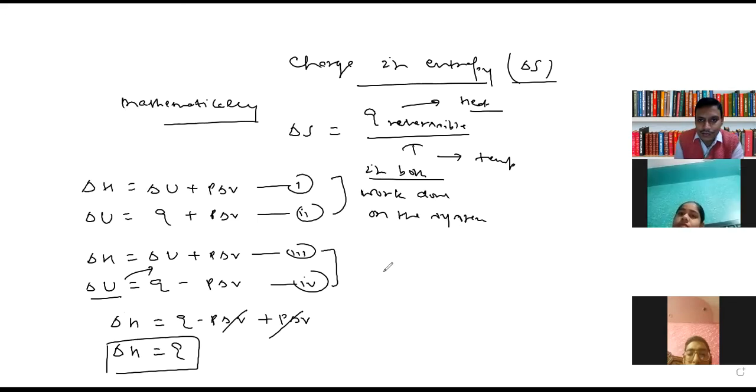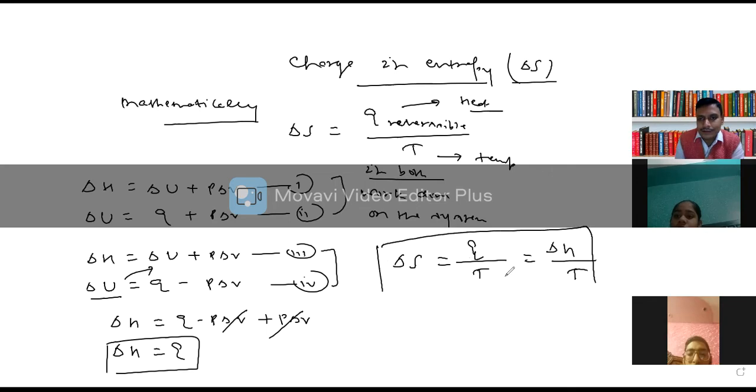Okay. So that's why you can write here delta S is equal to Q upon T, that is equal to delta H upon T. This is all about the enthalpy change. You can take the screenshot of this, okay?